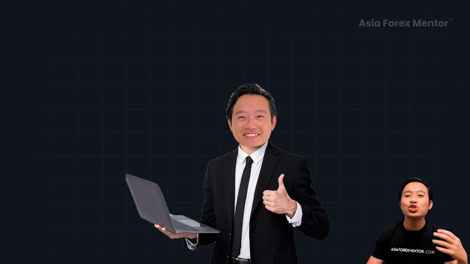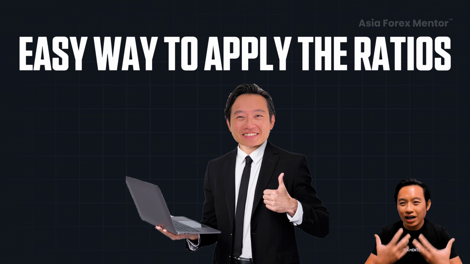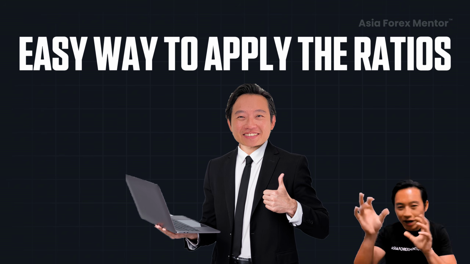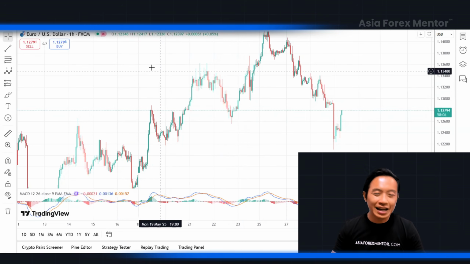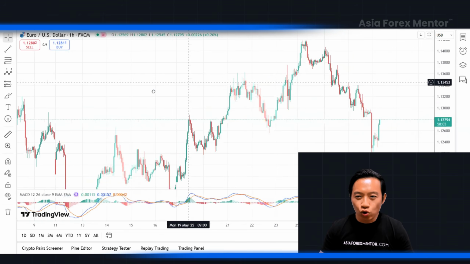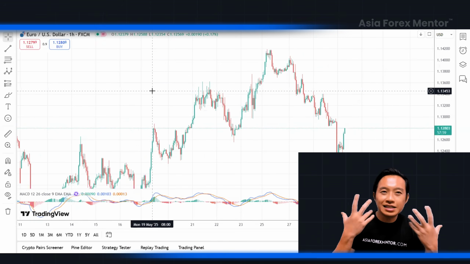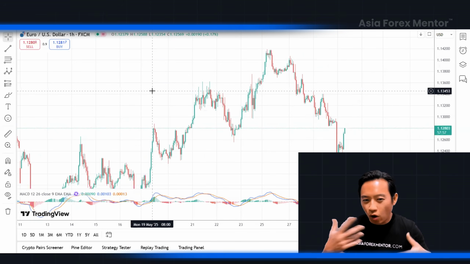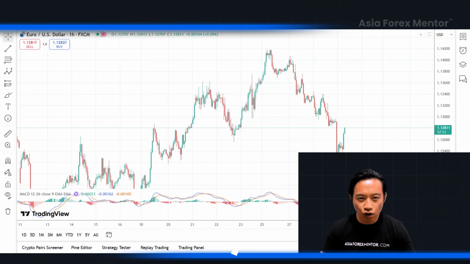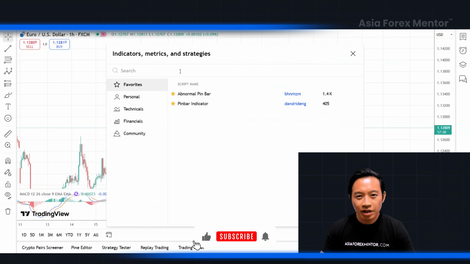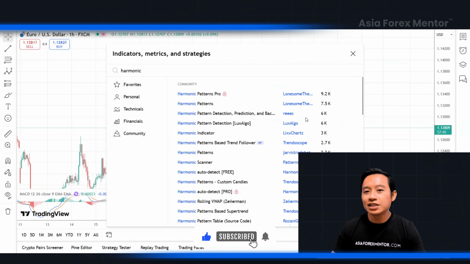So now I'm going to show you the easy way for us to apply the ratios in today's world. Okay, so now we are in TradingView, right? And this is the pair EUR/USD. So what I'm going to do, like I said, nobody's going to remember all the ratios, etc. So nowadays, there are so many advanced indicators or tools that we can use. So for example, we go to indicators over here. I'm going to type harmonic, and you're going to see there are so many harmonic pattern finders, etc.